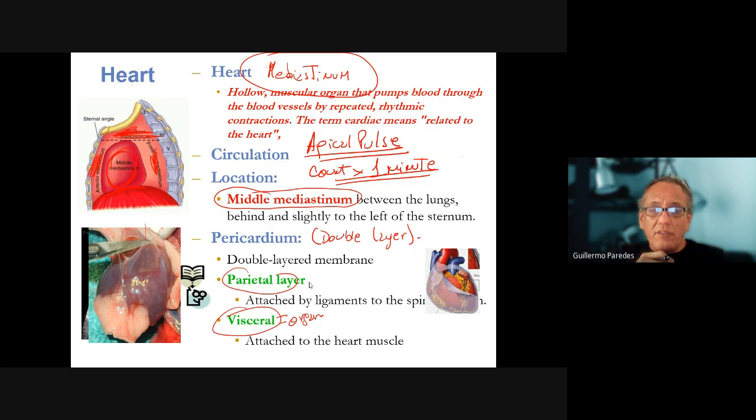So just remember, pericardium is not the heart. Very common mistake. Pericardium is not the heart. What is the pericardium? It is the layer that surrounds the heart. It's like you go to the shop, you have a plastic bag, and the watermelon that you put inside is going to be the heart. The watermelon is the watermelon. The plastic bag is not the watermelon. The same thing with the heart and the pericardium. Is that clear? Yes. Okay.